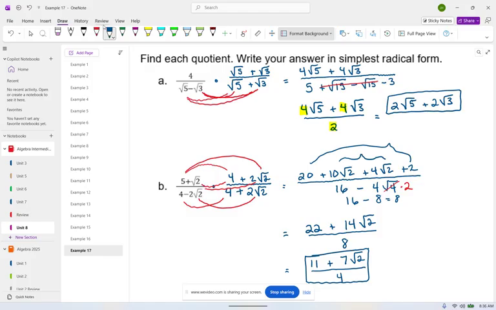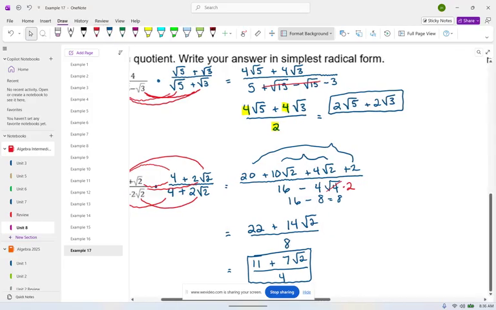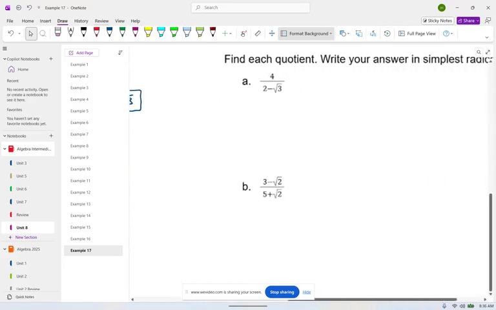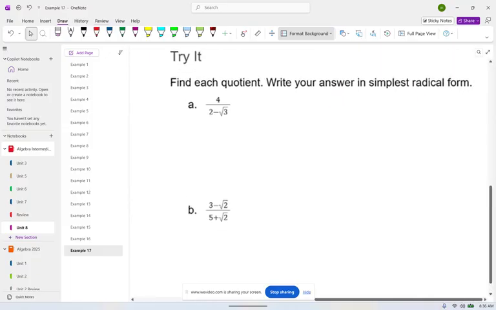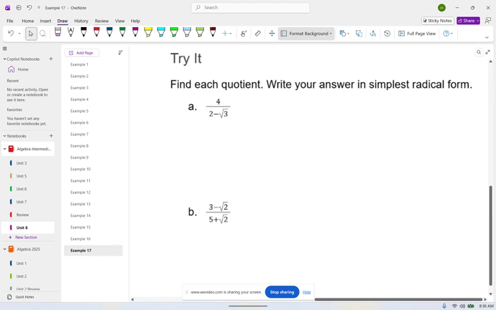So again, if you guys have any questions, think about those questions, ask me in class. But here is your try it for this set of problems. So go ahead and try these two problems out, and we'll see you in class.